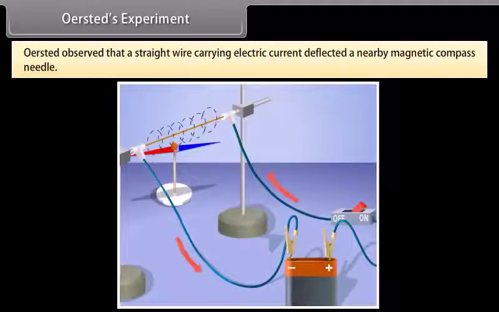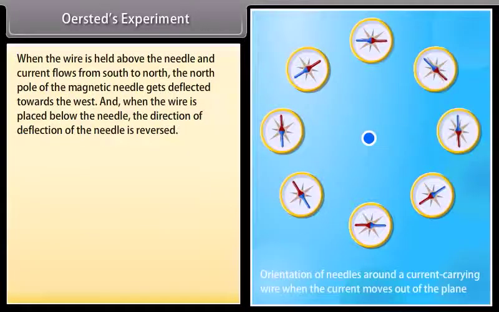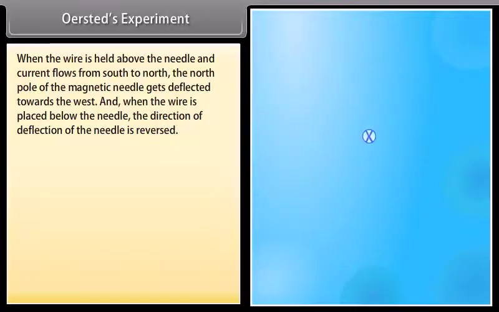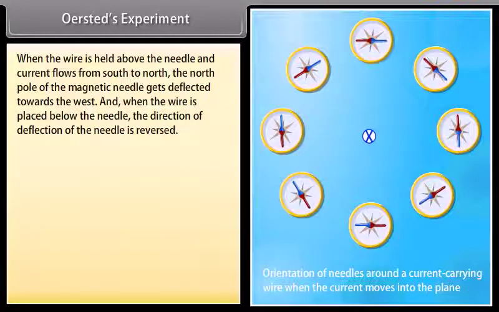Oersted's experiment. Oersted observed that a straight wire carrying electric current deflected a nearby magnetic compass needle. When the wire is held above the needle and the current flows from south to north, the north pole of the magnetic needle gets deflected towards the west. And when the wire is placed below the needle, the direction of deflection of the needle is reversed.